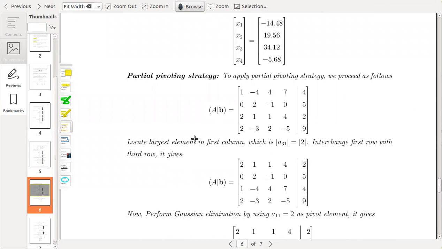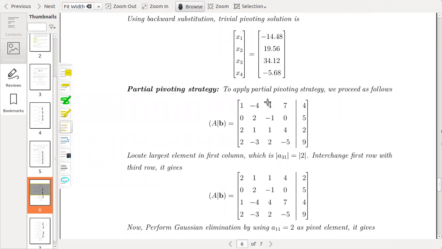Next, partial pivoting strategy. To apply partial pivoting strategy, we proceed as follows. Okay. So look at the first column, 1 0 2 2. In the first column, we will find the highest value. So the highest value is 2 at position 3 1, also in the position 4 1. So locate the largest element in the first column, which is a31 equal to 2.